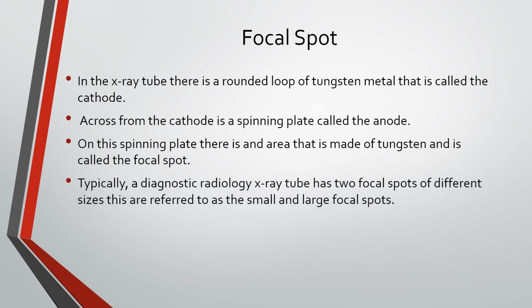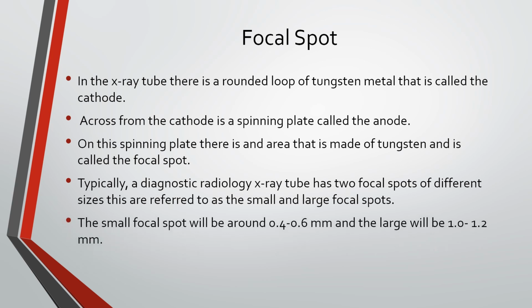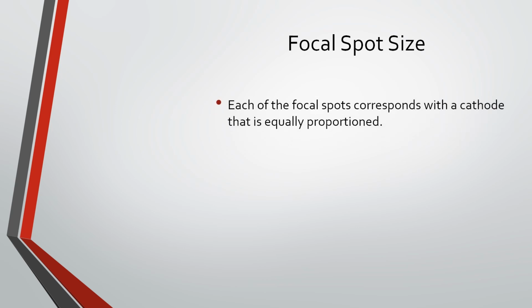Typically, a diagnostic radiology X-ray tube has two focal spots of different sizes. They are referred to as the small and the large focal spots. The small focal spot will be around 0.4 to 0.6 millimeters, and the large will be 1 to 1.2 millimeters. These are typical values. They could be slightly different. Each of the focal spots corresponds with a cathode that is equally proportioned. So remember, the cathode's on one side, it's typically negatively charged, and the anode's on the other side, and it's referred to as positively charged.